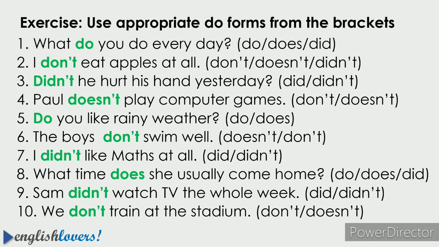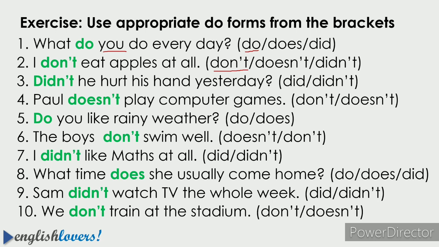So here are the answers. We are going to see them one by one. The first is, what do you do every day? So here do is the appropriate form because it's a general statement, and with you, do is used. Next is, I don't eat apples at all. This is also a general statement, and with I the appropriate form is do, and then not is there in contraction. Next is, didn't he hurt his hand yesterday? From yesterday you can understand that it is the past, so the appropriate form of do, that is did, and here negative is used, so didn't.